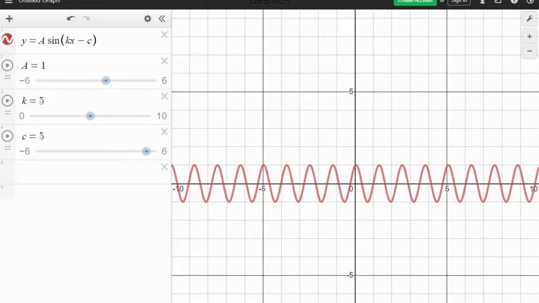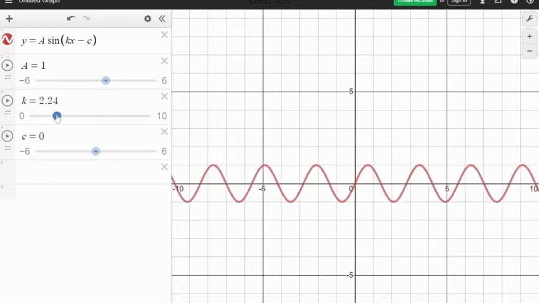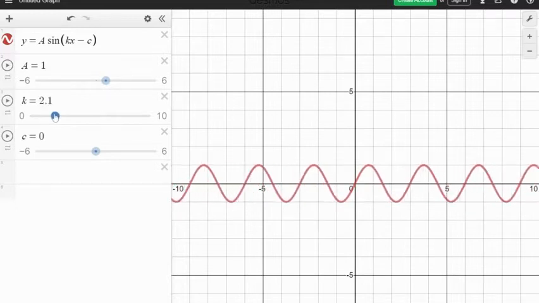Seems like there's no pattern to this, or if there is a pattern, it's hard to figure out. Here's the trick, and here's the reason I'm doing this on Desmos right now. I'm going to move this c value back to 0. I'm going to stick with the k value of 2 because I think that's going to be a little bit easier for us to see.